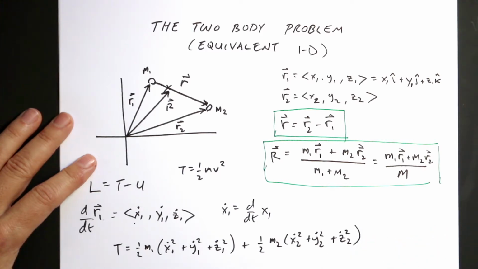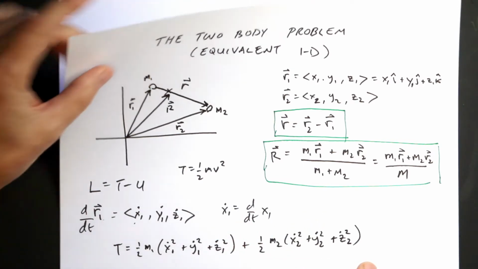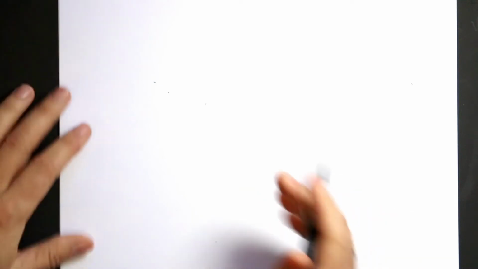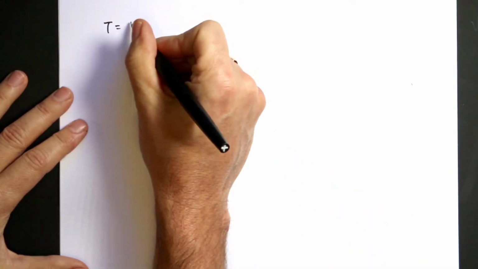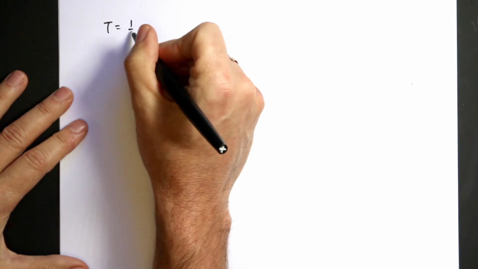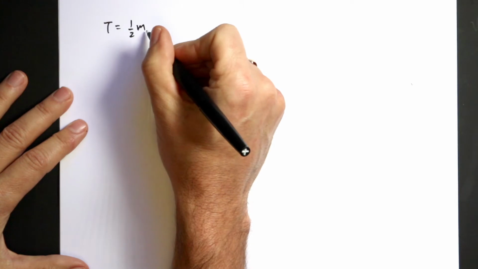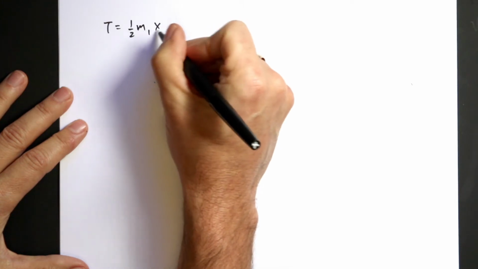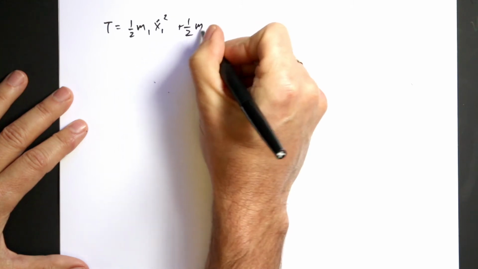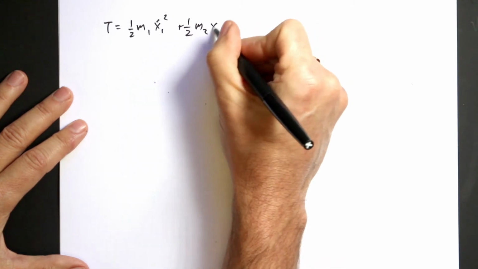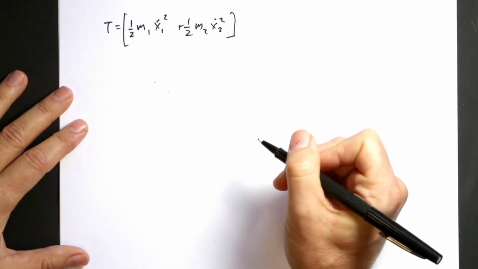Okay, so let's rewrite this, because I don't want to deal with 6 coordinates. I want to deal with just 1. So let me rewrite this as T equals 1/2 m1 x1 dot squared plus 1/2 m2 x2 dot squared. That's the kinetic energy in the x direction.